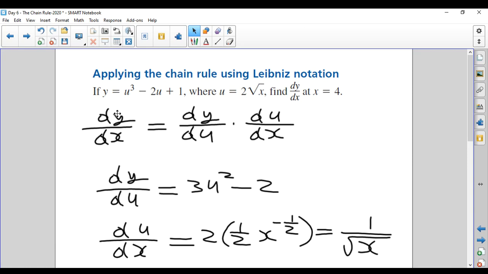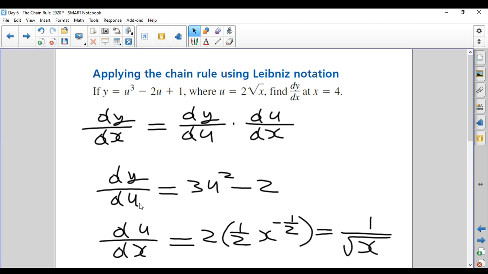So we need to take dy/dx, as we said 2 slides ago, and to get dy/dx, we have to take dy/du and multiply that by du/dx. So we're going to derive this function with respect to u, and we're going to derive this function with respect to x. Okay, let's start with dy/du. This is just the normal run-of-the-mill kind of derivative, which should get 3u squared minus 2, which is what this is. So that's your derivative of y with respect to u.